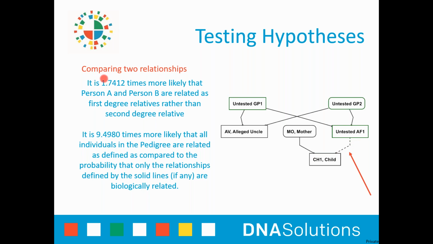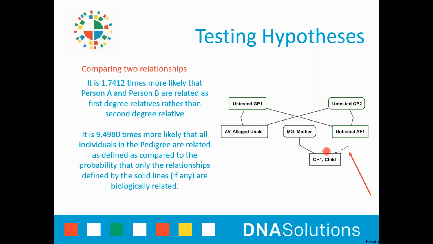It is 1.7412 times more likely that person A and person B are related as first degree relatives rather than second degree relatives. Or it is so many times more likely that all individuals in the pedigree are related as defined, to the probability that only the relationships defined by solid lines, if any, are biologically related. So this first relationship is one you might see for a half sib versus a full sib. So you want to know if it's more likely they're first degree or second degree relatives. And in this case, we're looking at this tree, specifically that tree.